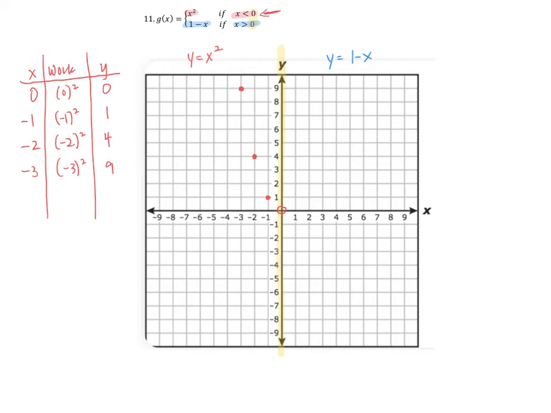Okay, and now you can see that it's not a straight line. We shouldn't expect it to be. It's a quadratic, which means it's kind of like a U shape. Okay, so there's the red portion of the graph.